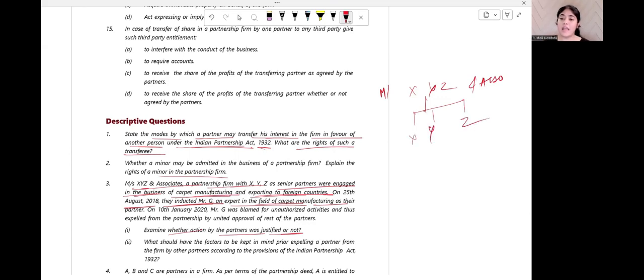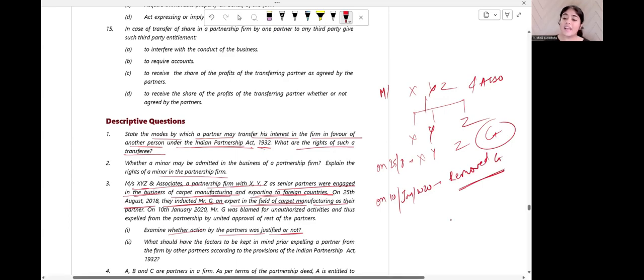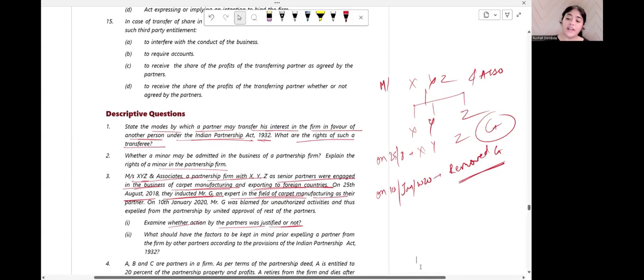X, Y, Z were partners, and then on 25 August 2018, G was admitted as a new partner. And on 10th of January 2020, he was removed or expelled. Now, whether the action of the partners is correct and justified or not, tell me.